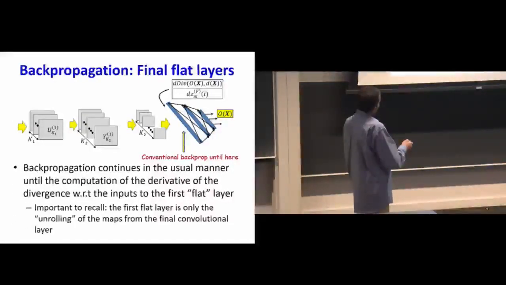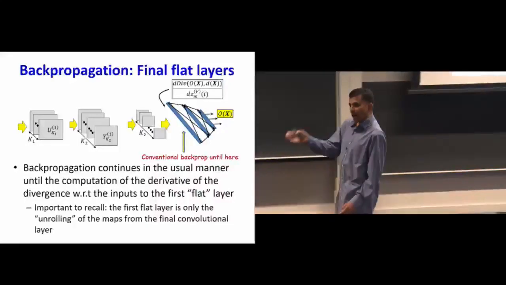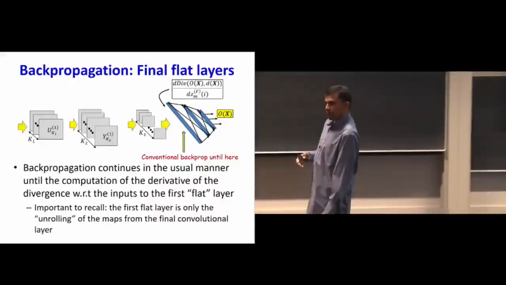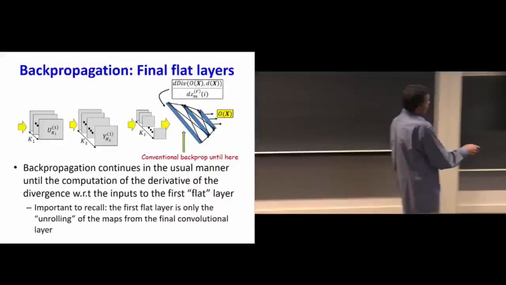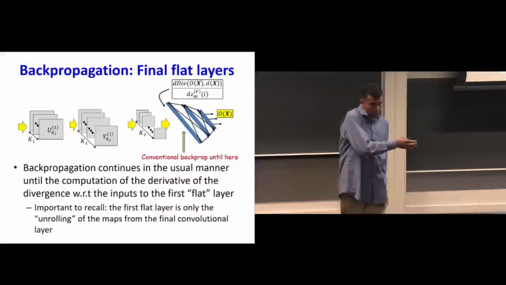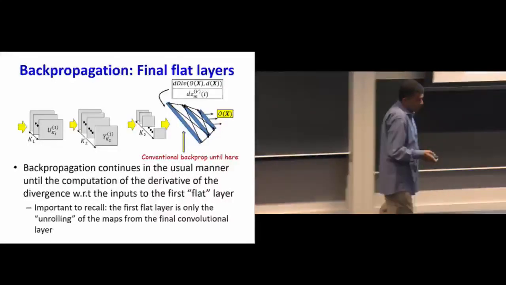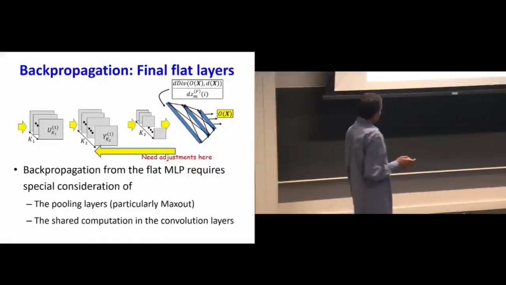So for this final MLP, the backprop is performed exactly as we would in the case of multi-layer perceptrons. And eventually, out here, you are going to get the derivative of the divergence of the output with respect to all of these inputs. From there on, you have to perform backpropagation all over again. And there are 2 key pieces. Here, we need to make some adjustments.